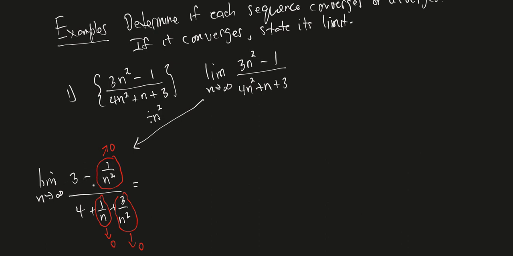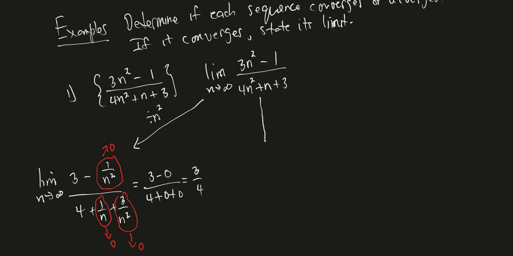It doesn't work for any other type of limit. If my n is not approaching infinity, this trick does not work, right? So we end up getting 3 minus 0 over 4 plus 0 plus 0. So this sequence, as n gets arbitrarily large, it converges to a value of 3/4, right? So that's kind of one formal way.